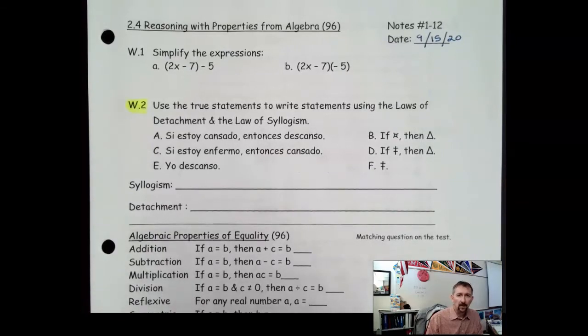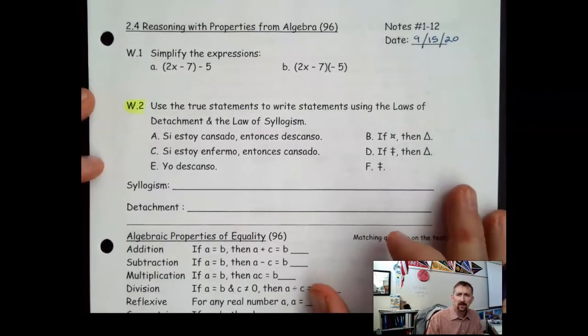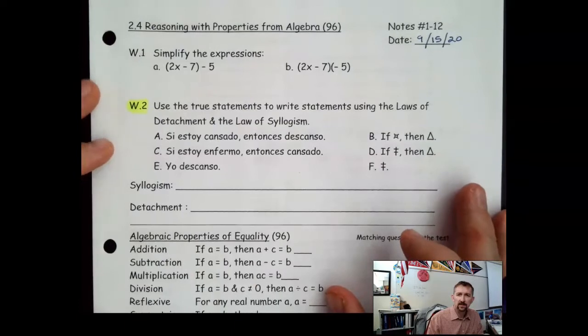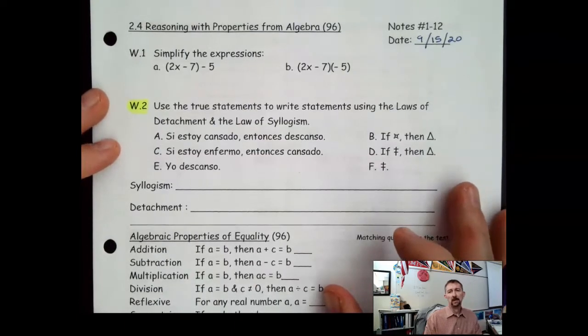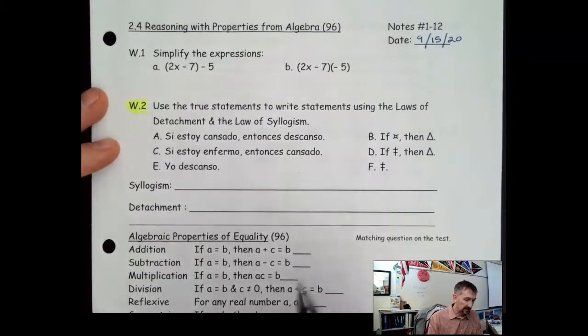Alright, so 2.4, reasoning with properties from algebra. It's on page 96. You should hopefully be doing this Tuesday, September 15th, or maybe Wednesday, September 16th. But always earlier in the week is better, because then you have it done. You can ask questions and figure things out.